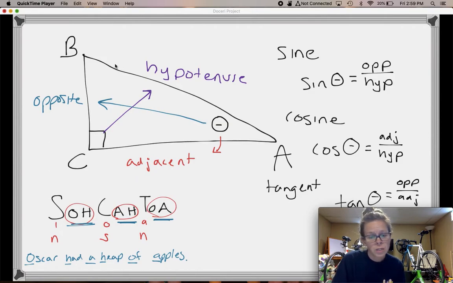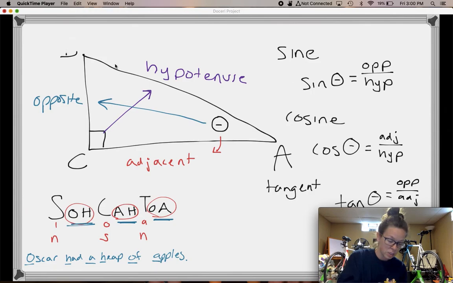You can make up your own sentence too. If you don't like "Oscar had a heap of apples," come up with your own sentence that uses those letters as well. Get creative with it, whatever helps. But you need to learn those three trig functions and which sides we use inside of those fractions. Okay, so let's look at an example now.